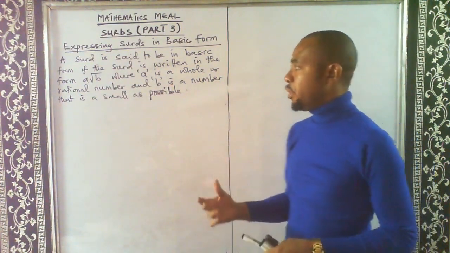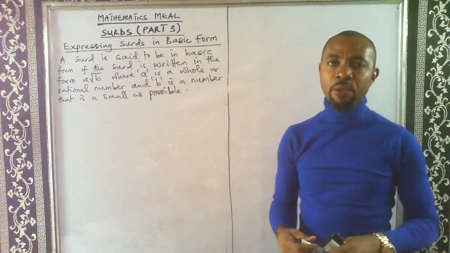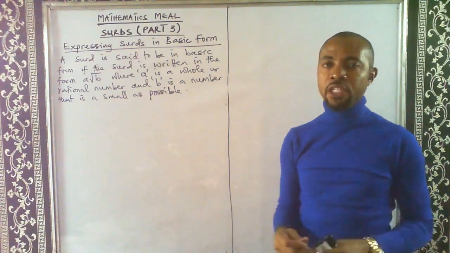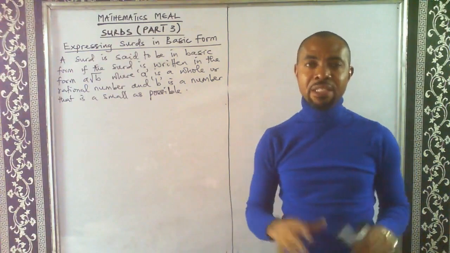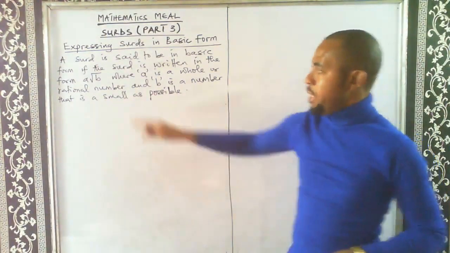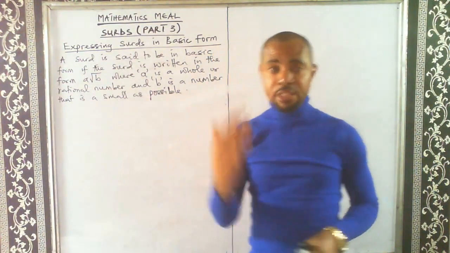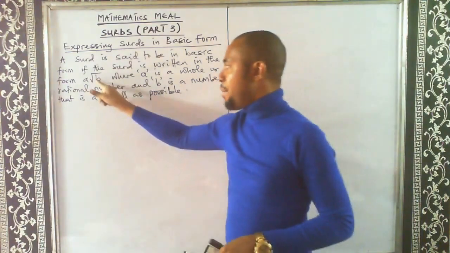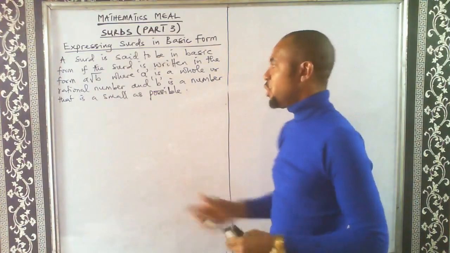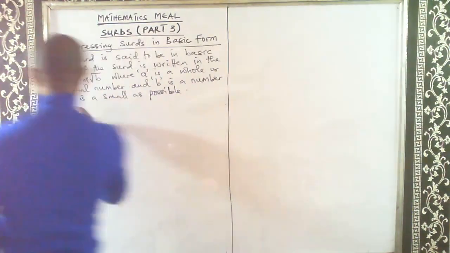Now you remember in our first video we took time to explain what we mean by rational number. So there is need for you to watch the first video if you will understand the concept of rational number. So when we write a surd in this form such that A is a rational number or whole number and B is a number that is as small as possible, that surd is said to be in basic form. So let's see examples.